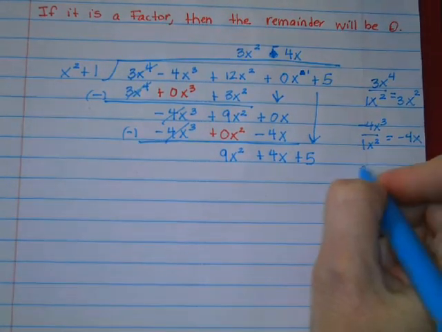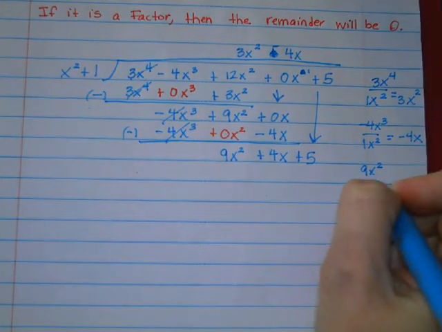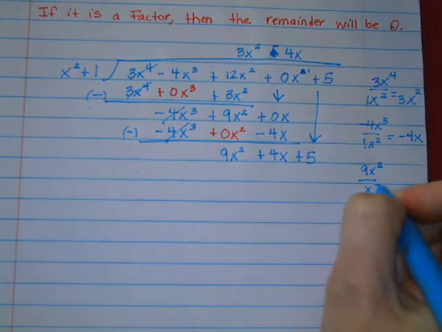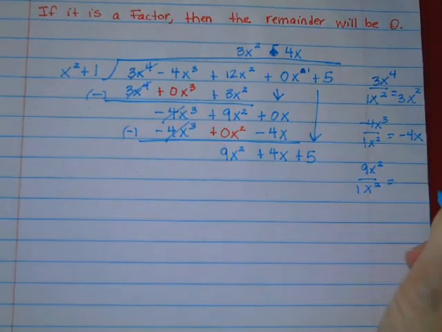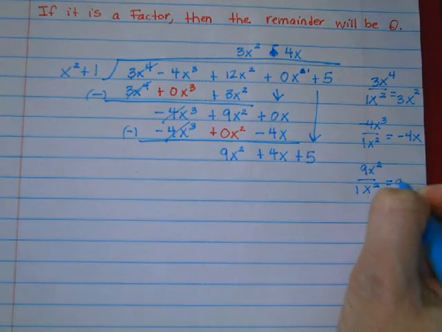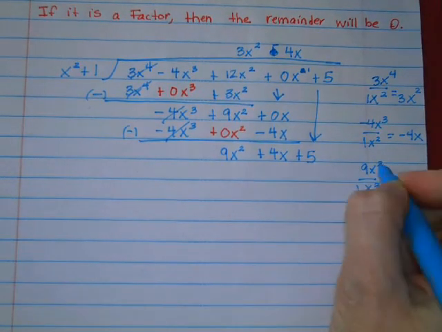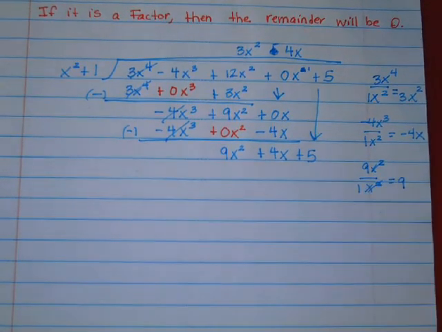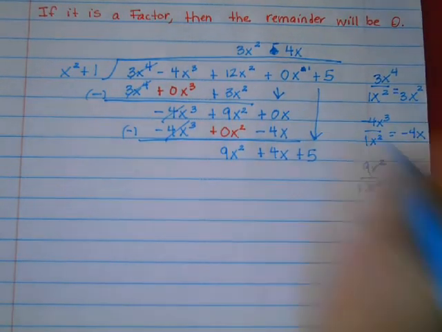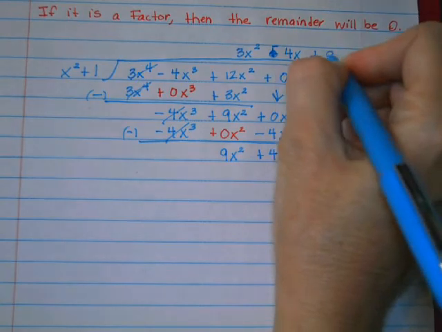Take our first term, which is 9x squared, and we'll divide it by our first term, which is 1x squared. So 9 divided by 1 is 9. X squared divided by x squared cross cancel each other out, making x to the 0, which is 1. And 9 times 1 is still 9. So it's a positive 9, so plus 9.